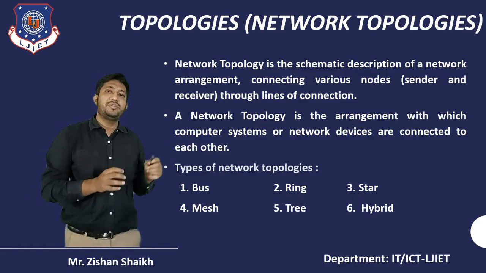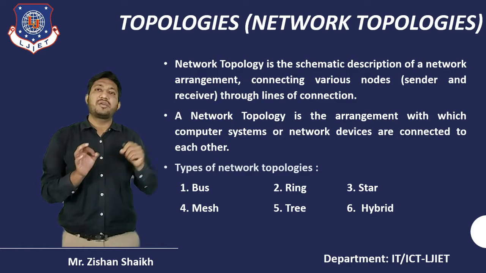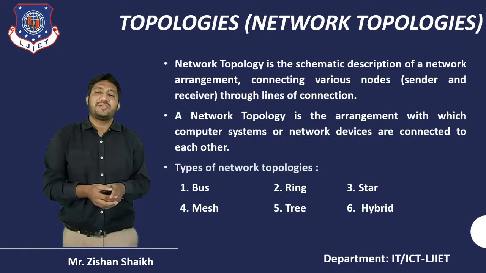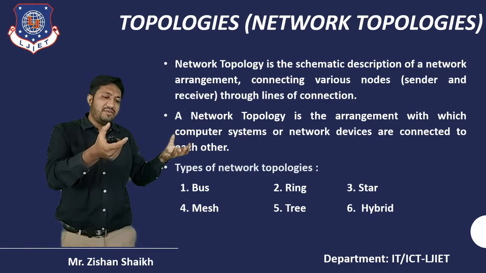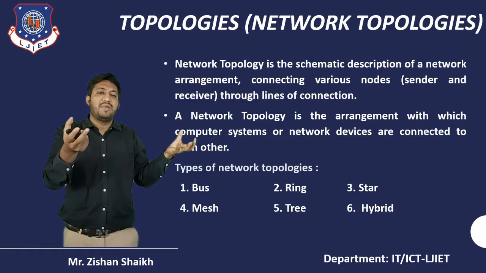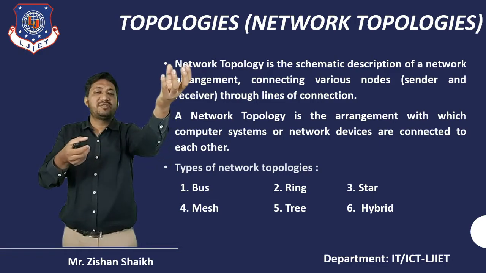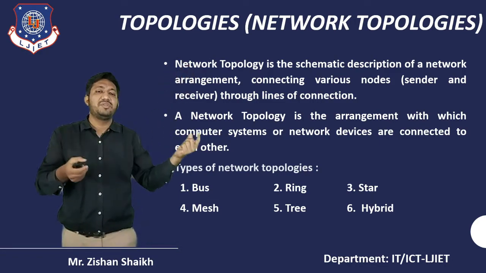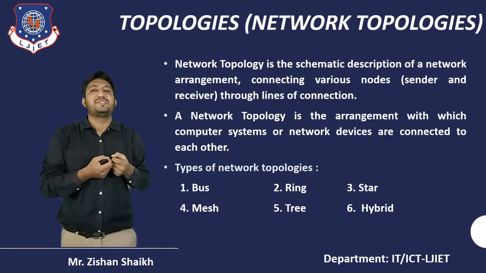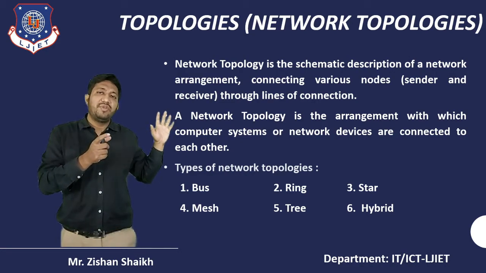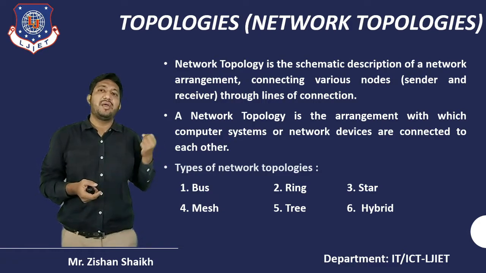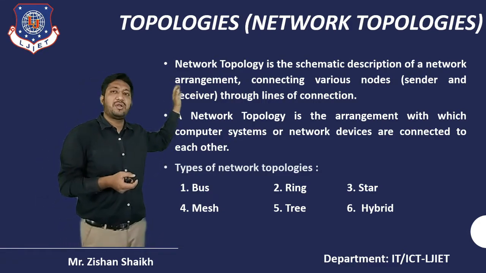A network topology is the arrangement in which computer systems or network devices are connected with each other. For example, if I have two devices X and Y, I can connect them directly, that is my first method. Or X and Y can both be connected to one central node and then communicate with each other. We have a number of approaches to connect devices. In real time, network administrators design this type of systematic arrangement. That is all about network topology.